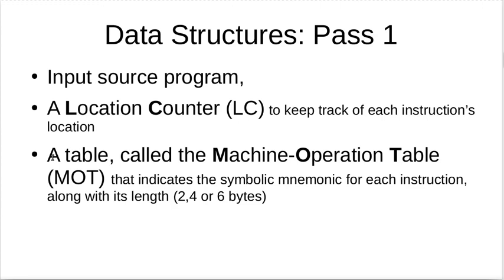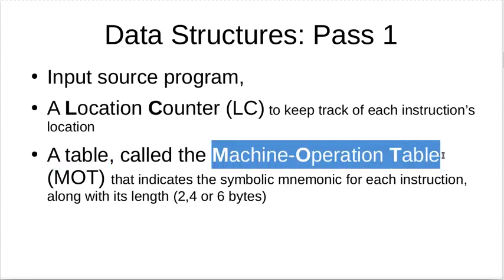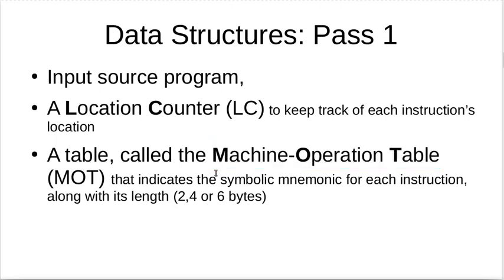The new data structures are the coming ones. First we have a table which is called the machine operation table, MOT. This table indicates the symbolic mnemonic for each instruction along with its length. So the machine operation table in pass 1 indicates the symbolic mnemonic for each instruction along with its length. The symbolic mnemonic could be of type load, store, add, etc., and the length of the instruction. These two things are indicated by the machine operation table in pass 1.